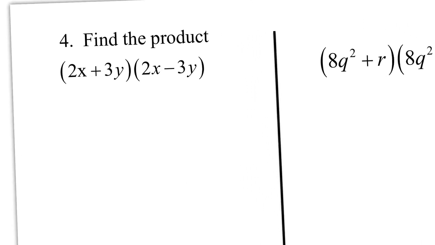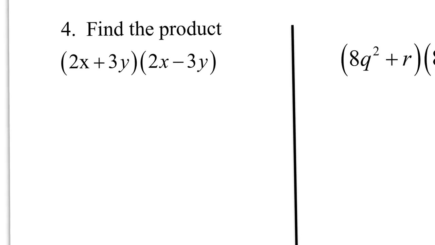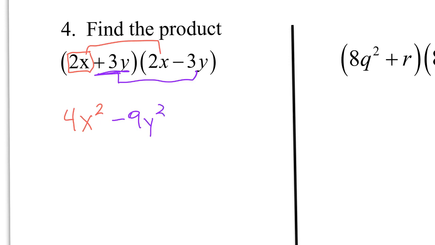So notice that the binomials are almost the same and we want to find the product, so we are multiplying. Once again, you don't have anything in between the parentheses, so you are multiplying. 2x plus 3y times 2x minus 3y, almost the same except the signs. So when that happens, you can use the shortcut. You just multiply 2x times 2x, that's going to be 4x squared, and positive 3y times negative 3y, that's negative 9y squared. You multiply 3 times negative 3, that's negative 9. Y times y is y squared.